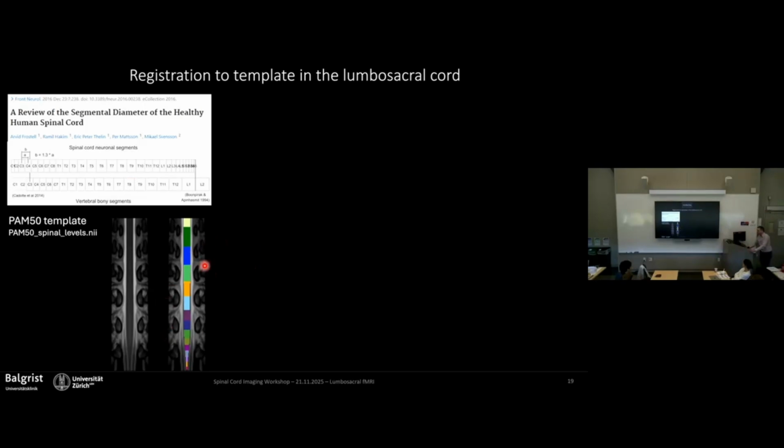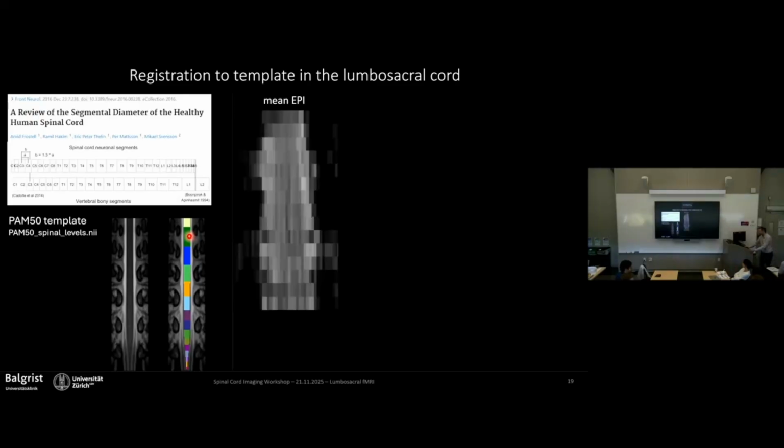But the idea is that once you can normalize your images to the PAM50 template, then you can see these approximate neurological levels for orientation, right? For normalization to the template, we use two anatomical landmarks: the slice with the largest cross-sectional area, or the center of the lumbosacral enlargement, and the tip of the spinal cord.